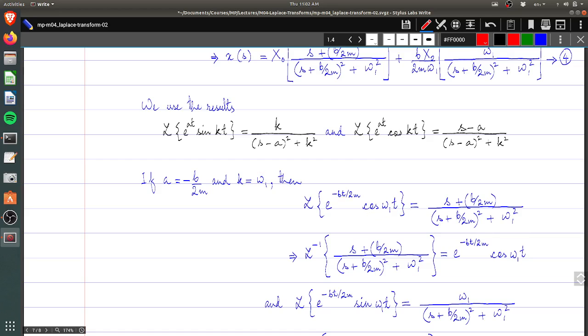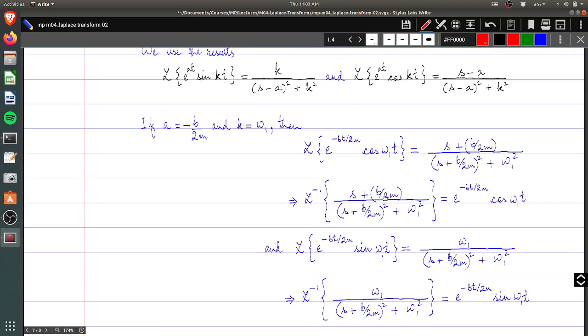What will this be equal to? It will be equal to s minus a, again a is equal to b by twice m, minus b by twice m, that minus and this minus will give us a plus sign here, and here s plus b by twice m whole square plus k, I replace it with omega 1.